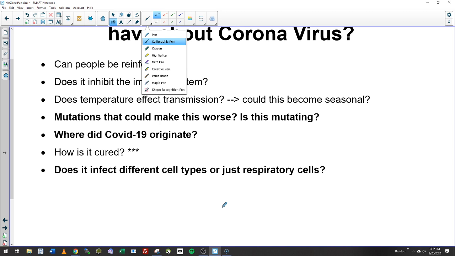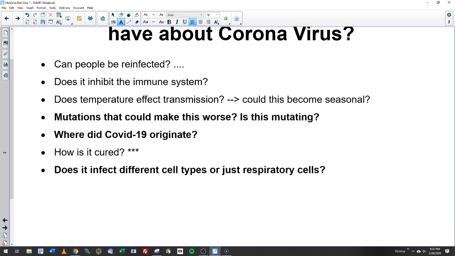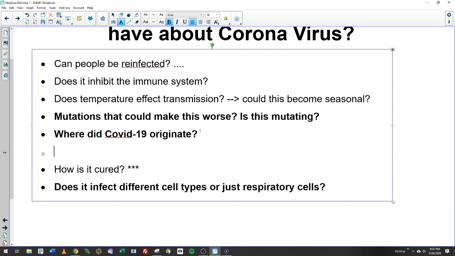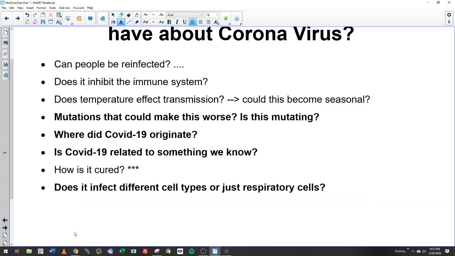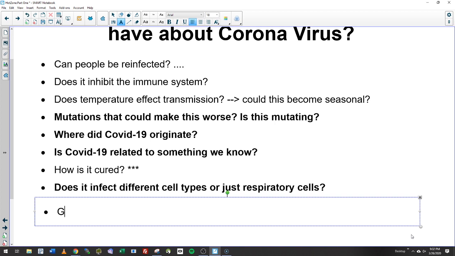Excellent, excellent. So Sophia says, I want to know about similar viruses. And Lillian says, the genome and the structure. So Sophia, I'm going to throw down here, because that's kind of a question. Where did COVID originate? And then, is COVID related to something we know in science? And in order to answer all of those questions, Sophia, you're on the right track here. I think Lily hit the nail on the head. In order for you to answer any of these questions, you need to know about the genome. And you need to know about the viral structure.